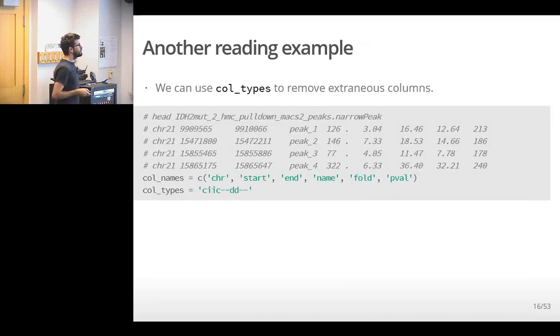As an example, if we have some random MACS2 peaks, narrowPeak, we're obviously interested in the locations of the regions. We might care about the names, and then we want to pull out the fold change and the p-values, right? And so we name the columns accordingly. And then we tell the read function which ones to skip by using a dash. I've inherited the syntax from the readr package.